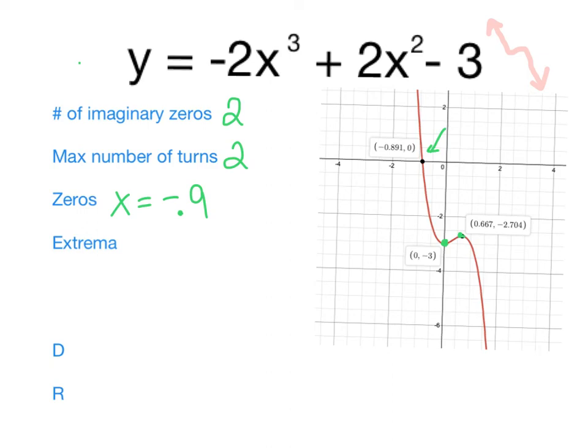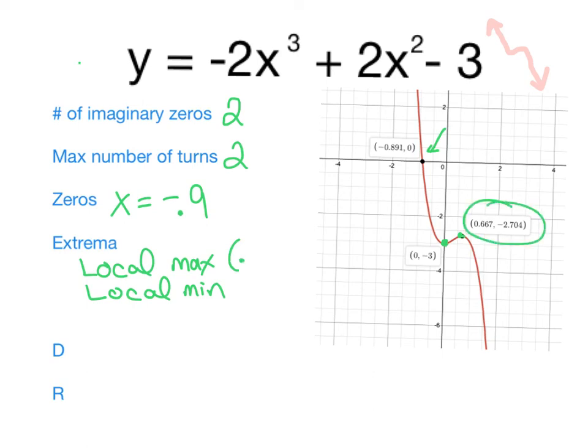The extrema. So again, I don't have any absolute max or absolute min because it goes forever up and forever down, but I have a local max and a local min. So my peaks and valleys. Local max and local min. My local maximum, the peak, occurs at this ordered pair, and I'm going to round it to the nearest tenth again, so 0.7 and negative 2.7. My local min is also the y-intercept right there, 0, negative 3.